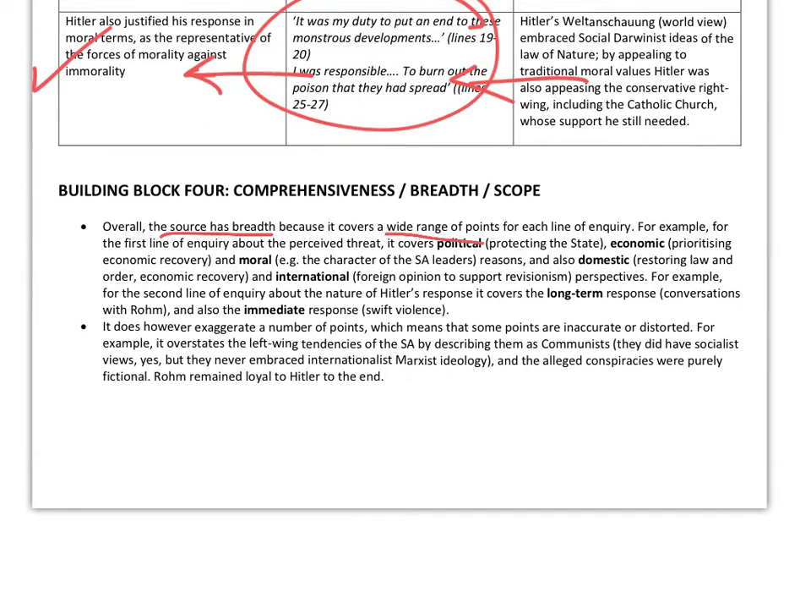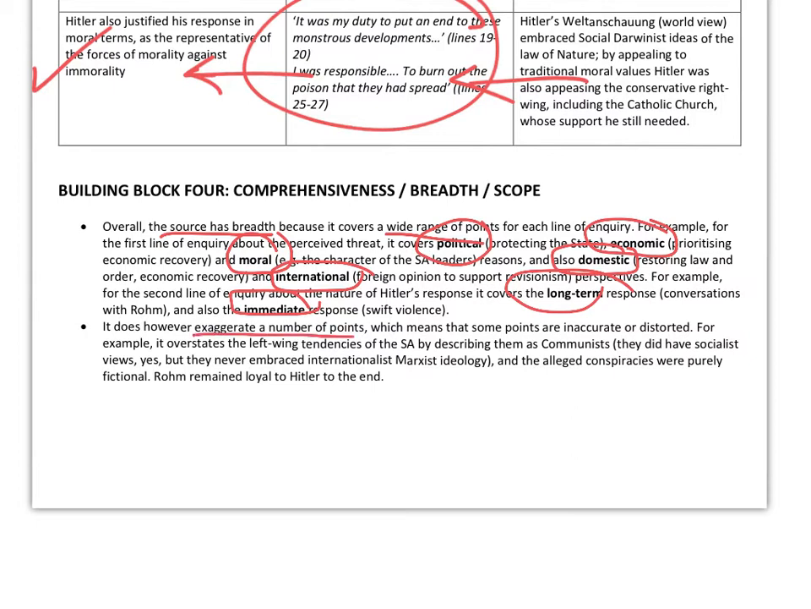So remember we said it does cover political points, it covers economic points, it covers moral points, it covers international, it also covers domestic inside Germany. It also covers long term and it covers immediate. So that gives it balance, it gives it range. It does cover a wide range of different points that answer the question. However, there is a limitation to it. It does exaggerate a number of points.